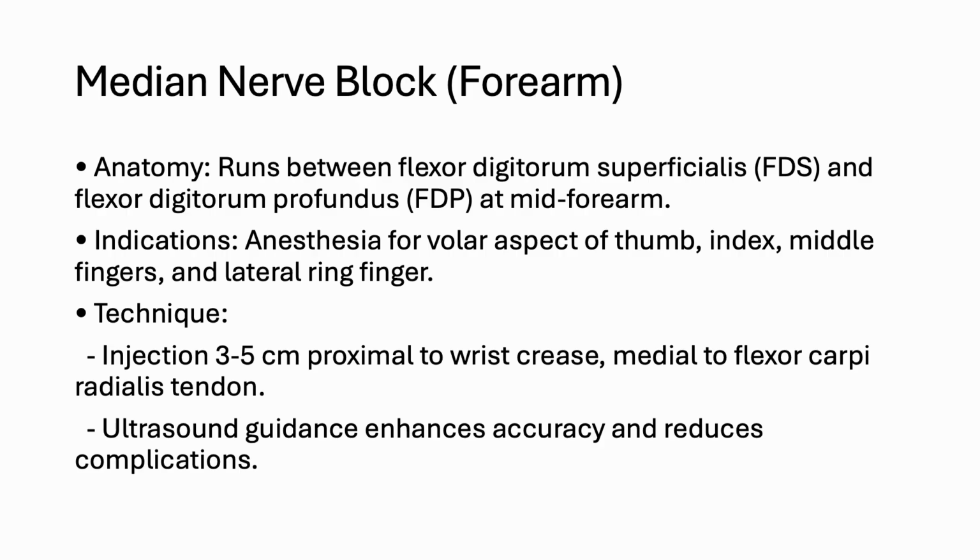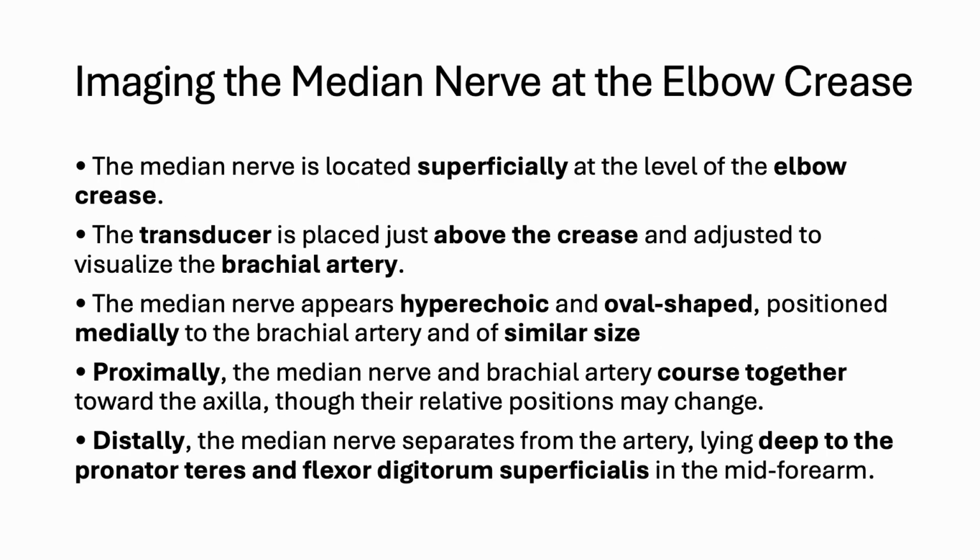So the median nerve runs between the flexor digitorum superficialis, or FDS, and the flexor digitorum profundus, FDP, at the mid-forearm level. Indications are for anesthesia of the volar aspect of the thumb, index, and middle fingers, and lateral ring finger. We're usually going to inject 3 to 5 centimeters proximal to the wrist crease, medial to the flexor carpi radialis tendon. Ultrasound guidance enhances the accuracy and reduces complications with this block.